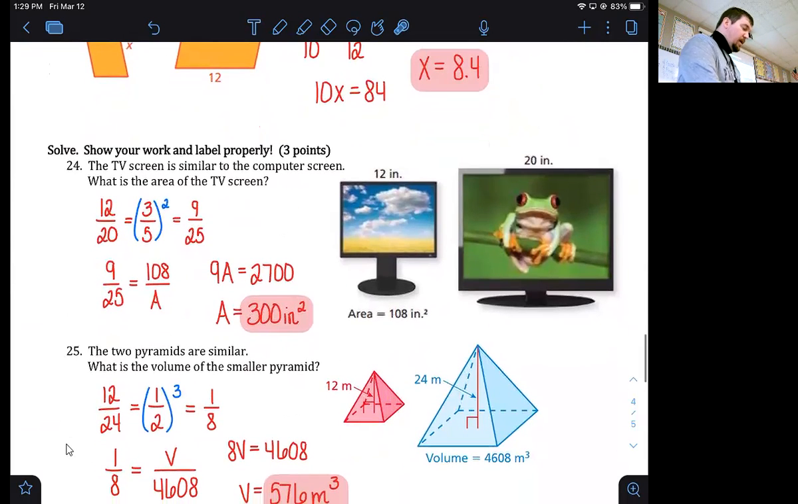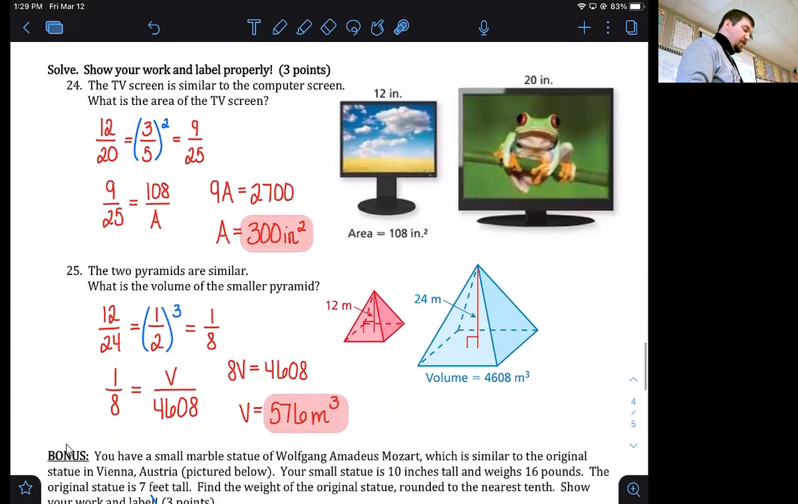Number 24, they're asking you to find the missing area. So the side length ratio is 12 to 20. That reduces to 3/5. Because it's asking for the missing area, we square that to get 9/25 and use that ratio. And the area is 300 inches squared.